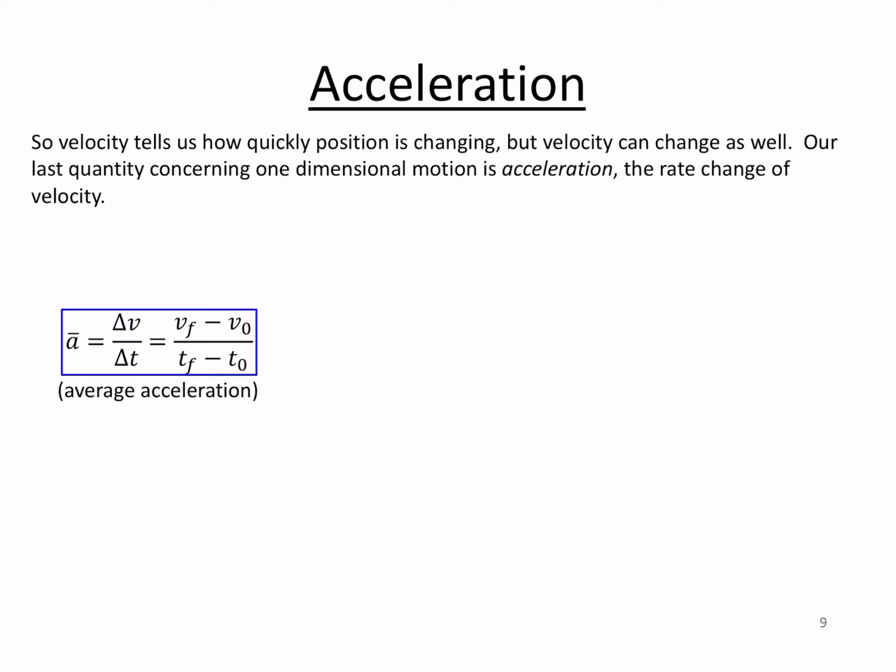And that looks a lot like our equation for average velocity, but of course with some important differences. Primary among them is that we have here in the numerator a delta v, so a v final minus a v initial. So that tells us how much the velocity is changing, and then we divide that by delta t, the period of time during which that change of velocity happened, and that'll give us the average acceleration.